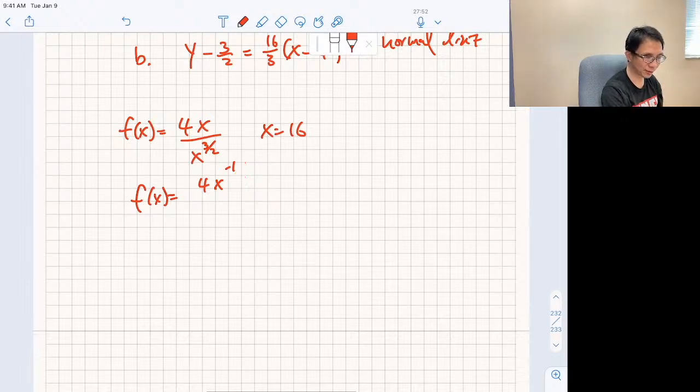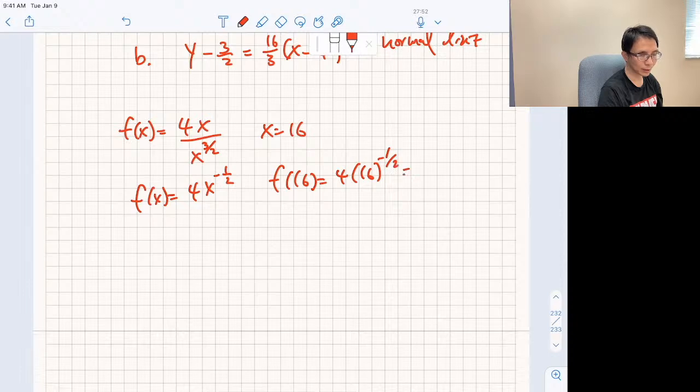Does that make sense? 4x, top minus bottom, right? So 1 minus 3 over 2, so it'd be 4x to the negative half. That's easier for me to take the derivative. So I'm going to plug in 16 here. The 4 times 16 to the negative half, which in this case is what? 4 over 4, right? Does that make sense?